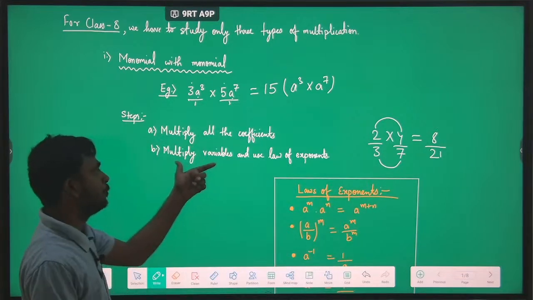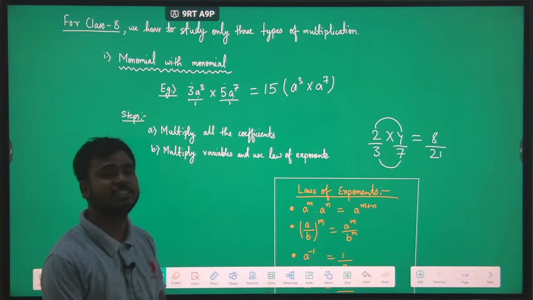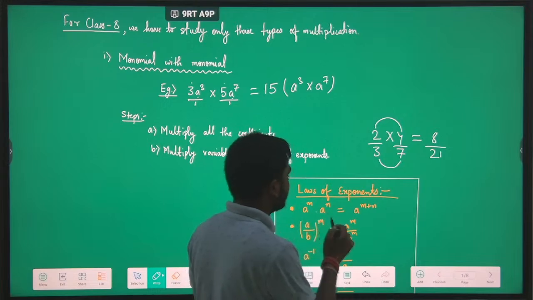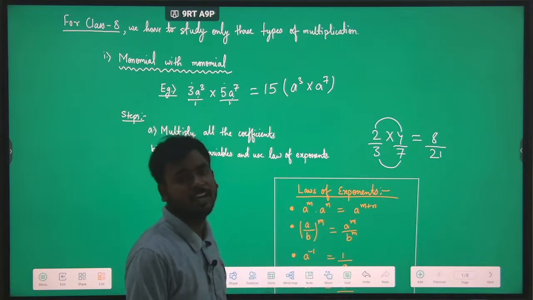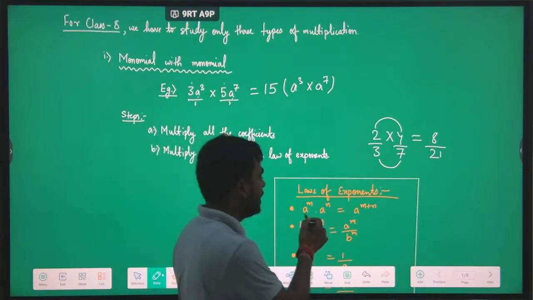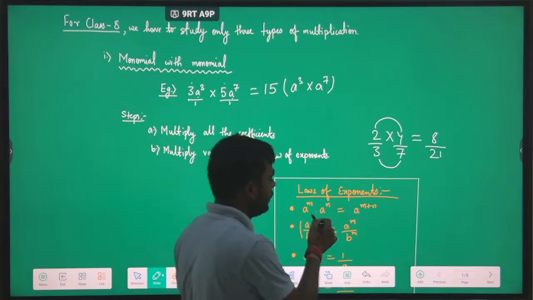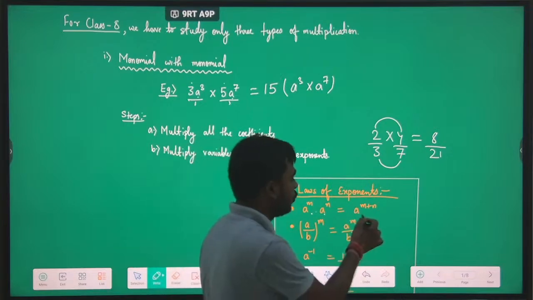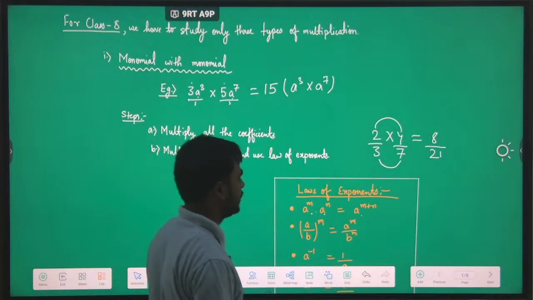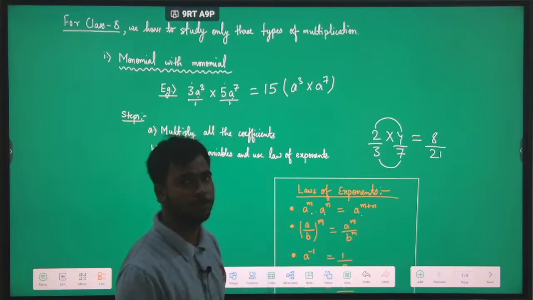Our second step is to multiply the variables and use the laws of exponents. You have studied the laws of exponents in chapter 3, in which whenever the base is the same and the powers are different, and we are multiplying, just like a to the power m into a to the power n, the base remains the same and the powers get added. So a to the power m into a to the power n becomes a to the power m plus n. Similarly, the second law of exponents which we use is (a by b) to the power m is equal to a to the power m upon b to the power m.